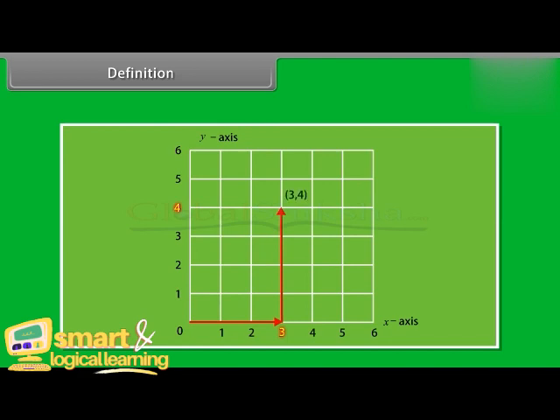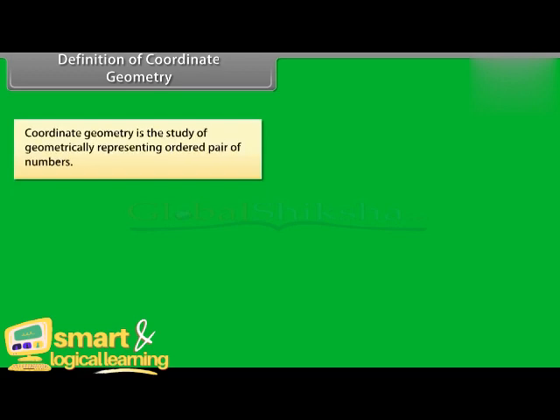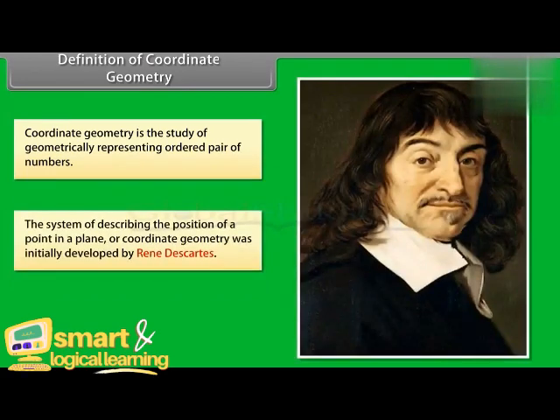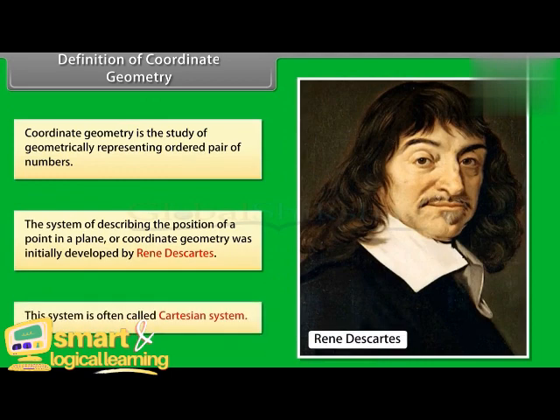(3, 4). Definition of coordinate geometry. Coordinate geometry is the study of geometrically representing ordered pairs of numbers. The system of describing the position of a point in a plane, or coordinate geometry, was initially developed by René Descartes. This system is often called the Cartesian system.